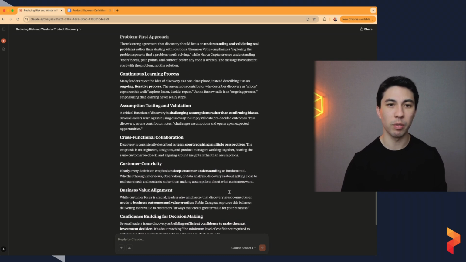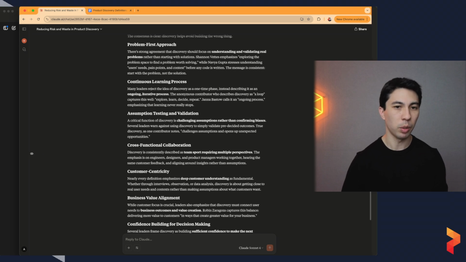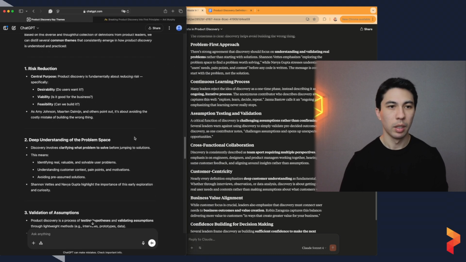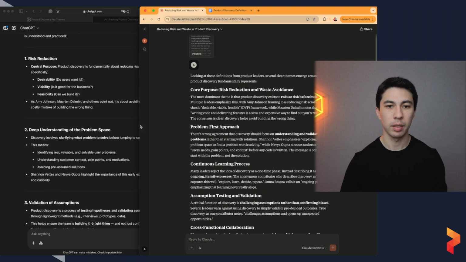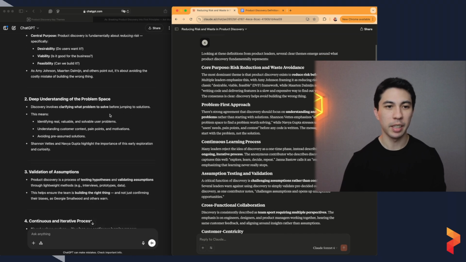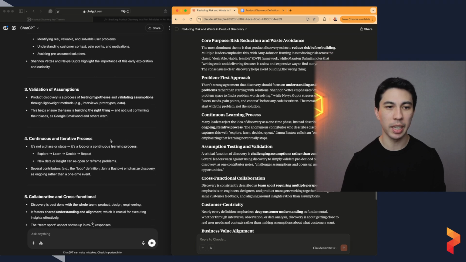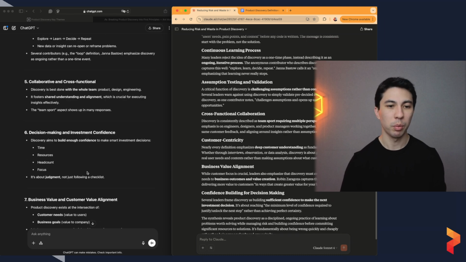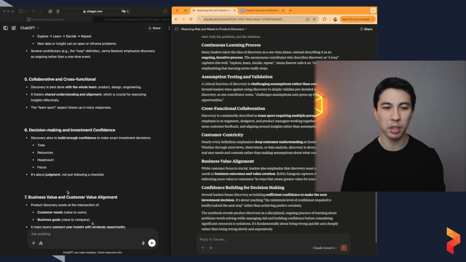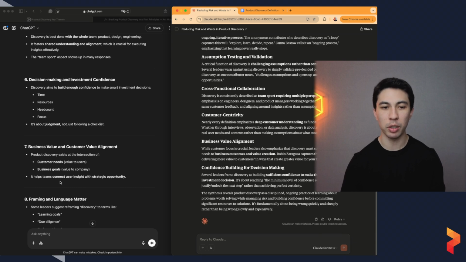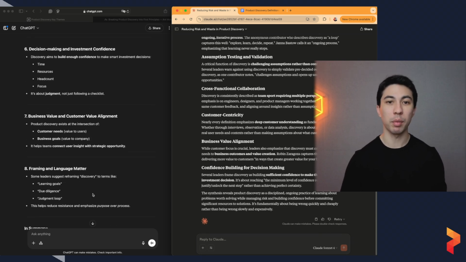To be honest, this is very similar, right? If I was to just pull these up side by side. So we've got risk, we've got understanding the problem space, we've got validating assumptions, continuous process, we've got cross-functional, we got customer centricity and business value, we've got decision-making and confidence. So pretty much the same when it comes to Claude here.